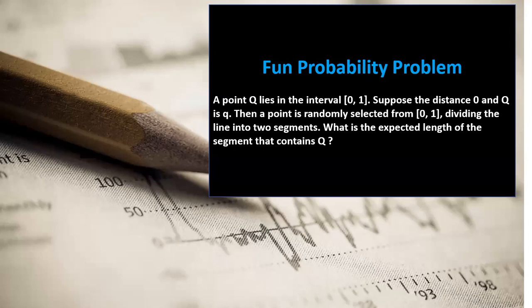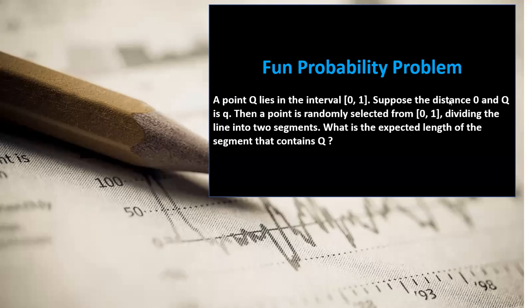Today we're going to solve the problem. A point Q lies in the interval 0, 1. Suppose that the distance from 0 to Q is a lowercase q. Then a point is randomly selected from 0, 1, dividing the line into two segments. What is the expected length of the segment that contains Q?